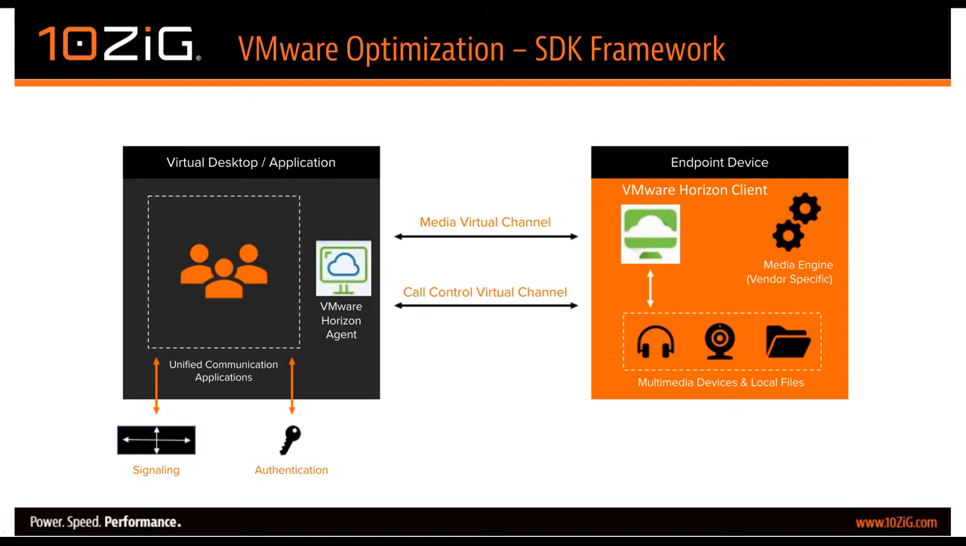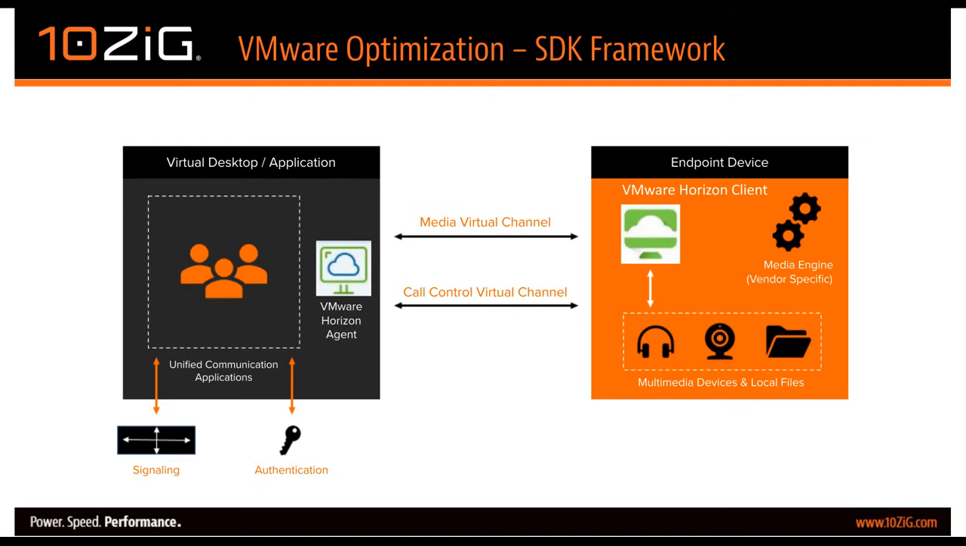But then importantly, the heavy tasks, such as, again, the video and the audio portion of calls, and even screen sharing in the case of Microsoft Teams, they're offloaded directly to the endpoint on the right-hand side. So on the right-hand side, we can see the endpoint. Let's say it's 10ZiG Thin Client. That 10ZiG Thin Client has the VMware Horizon client as well as the media engine, which provides that capability.